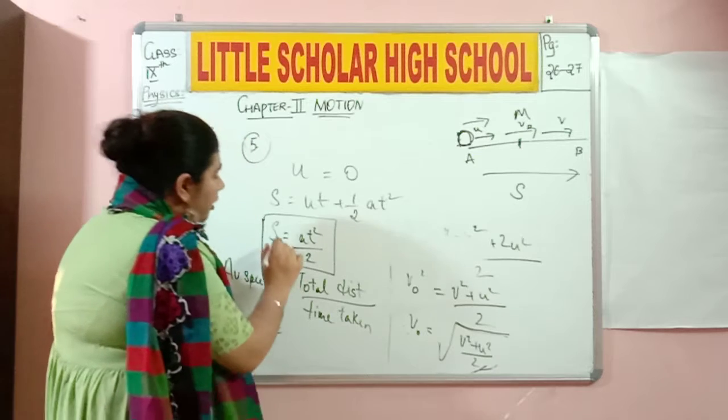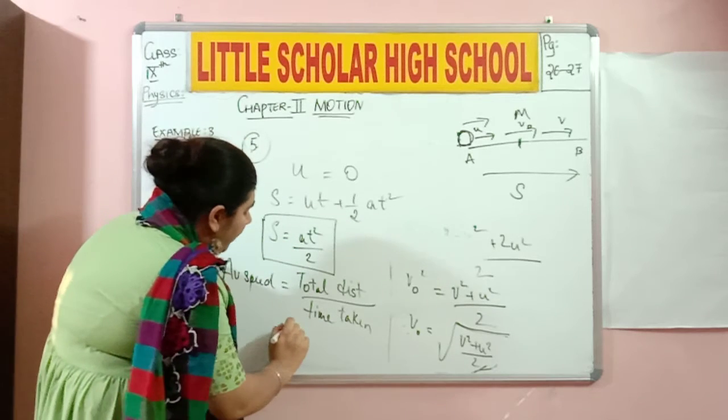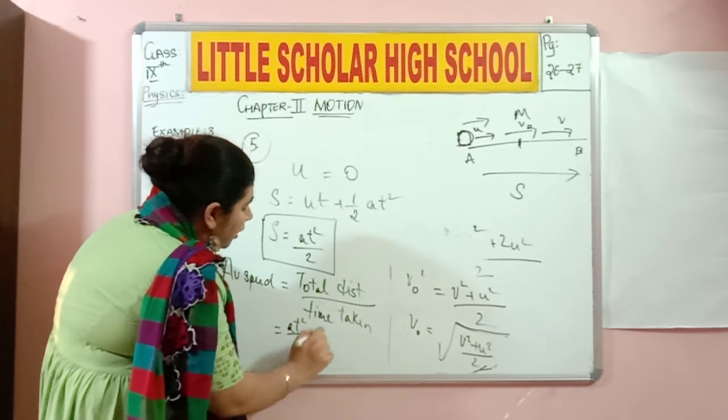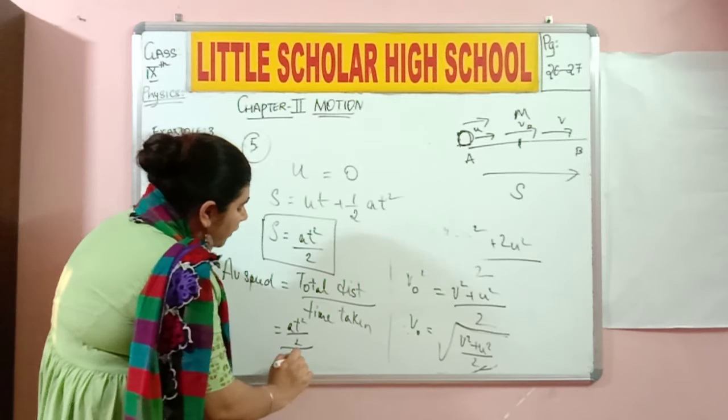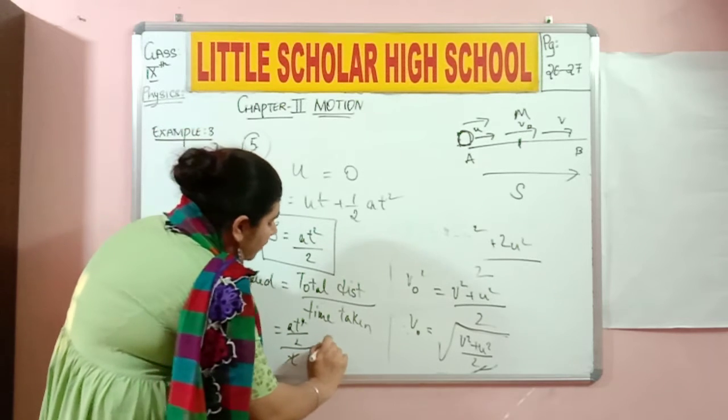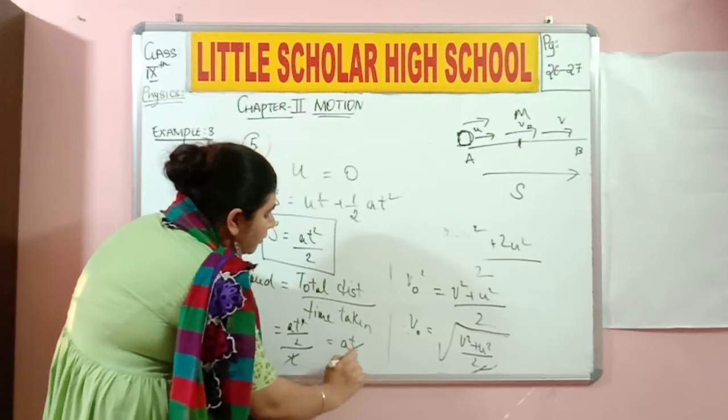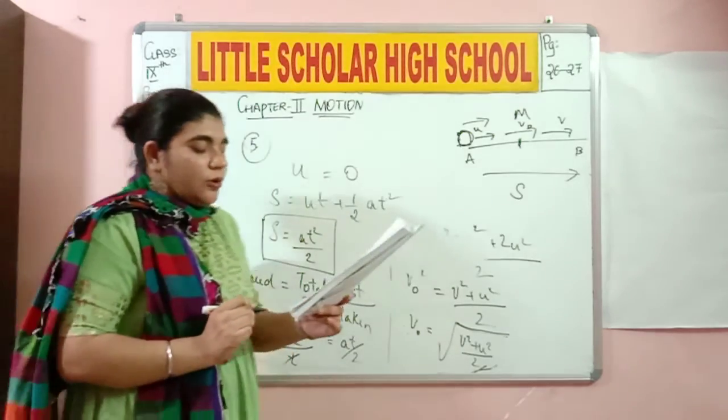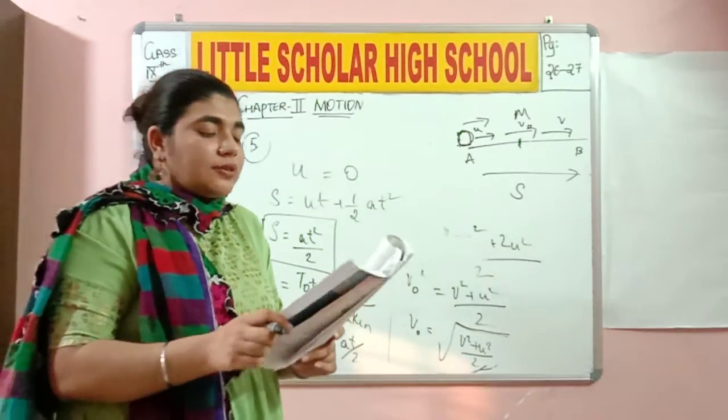Okay, so this becomes, in place of distance I can write at square by 2. In place of time I can write t. So one of the t's gets cancelled and I get the answer as at by 2. Okay, that is your speed. Do you understand? It was an easy one.